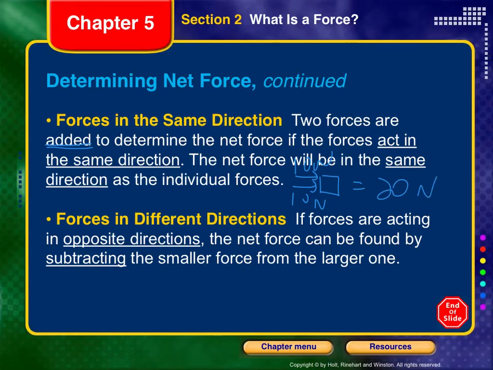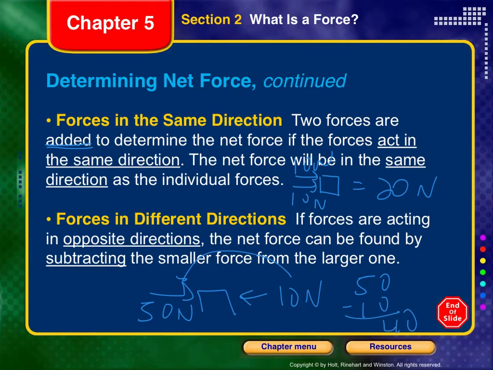But what if I push in opposite directions? If they're pushing in opposite directions, you have to subtract the smaller force from the larger one. Think back to my example on the last page. Let's say 10 this way, and 50 this way. I'm going to subtract the smaller one from the larger and take 50, subtract 10. So the total net force acting on this block this time is 40 newtons. All right? So net force can either be subtracted or added.